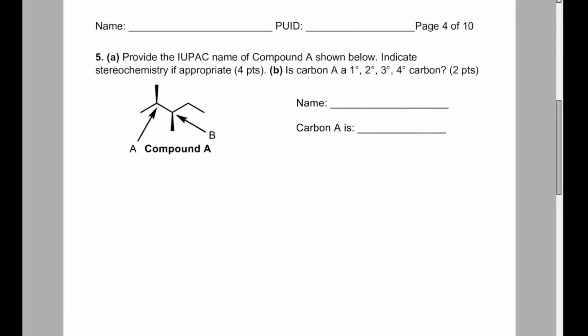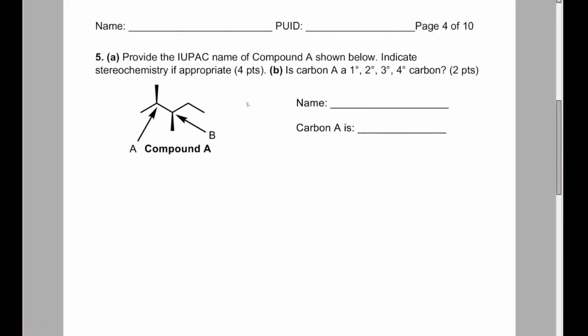(5a) Provide the IUPAC name of compound A shown below. Indicate stereochemistry if appropriate. (b) Is carbon A a primary, secondary, tertiary, or quaternary carbon? So before we can get to naming this compound, we have to recognize that these methyl groups are wedged, which indicates the possibility of chiral centers at carbons A and B.